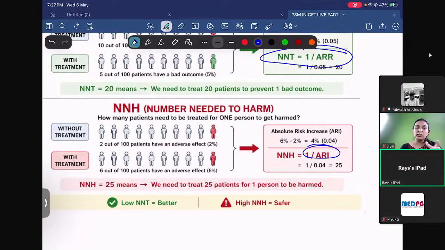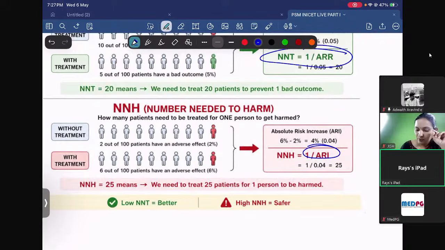So in the question, you will be given ARR or ARI or the value so that you can compute that. And if you take the reciprocal, you're going to get NNH or NNT. The concept about NNH and NNT will be asked in INI-CET. NEET might not ask, but INI-CET people do ask NNH and NNT.